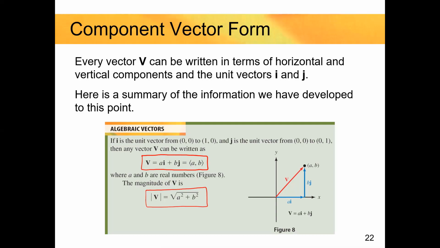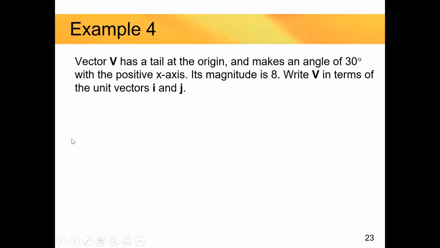All right, let's jam with it here. So exercise 4. I have a vector called V, tail at the origin. It has an angle of 30 degrees with the positive x-axis. It has a magnitude of 8. That's cool. Can I write V in terms of I and J? That's my next question.